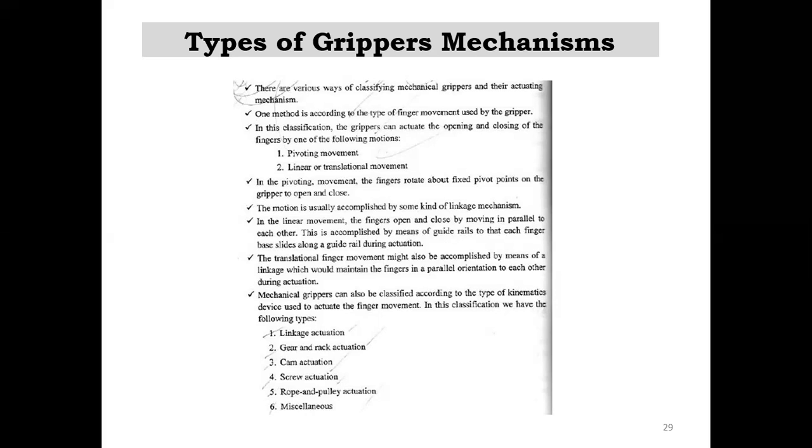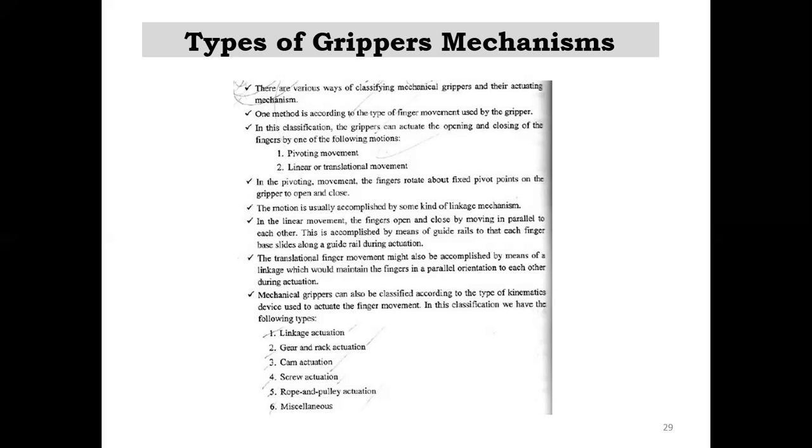One method is according to the type of finger movement used by the gripper. There are two classifications: pivoting movement and linear or translational movement. In pivoting movement, the fingers rotate about a fixed pivot point on the gripper to open and close. The motion is usually accomplished by some kind of linkage mechanism.